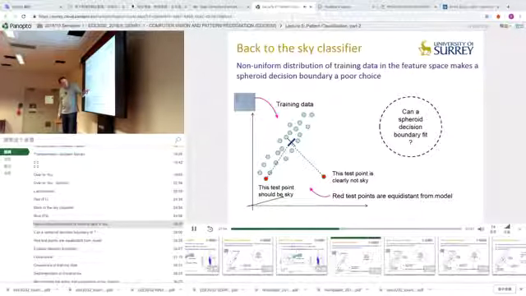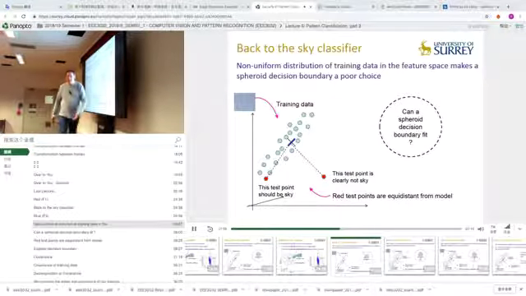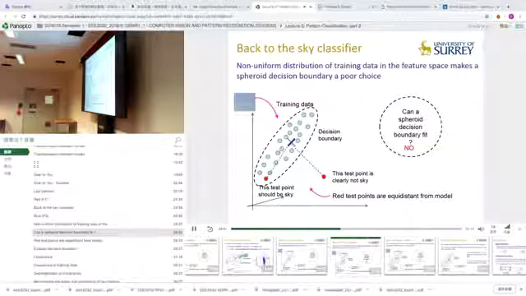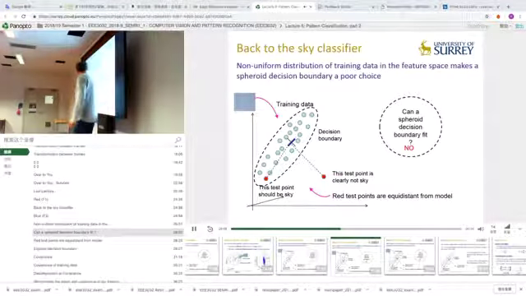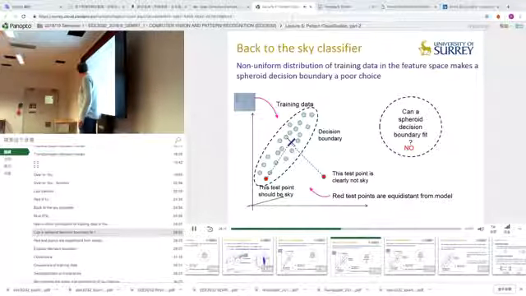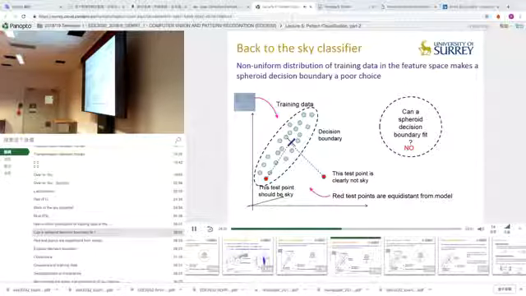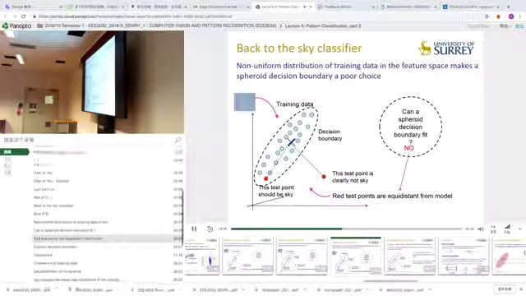But all we're doing at the moment in our simple system is thresholding on this distance. So can a spherical decision boundary fit in this situation? No, not well. There's no good spherical decision boundary I can fit. What I'd like instead is an ellipsoid decision boundary, so that this point here, that clearly is sky, is inside the decision boundary, and this pixel here that's not sky is outside the decision boundary. Everyone following? Any questions on that so far? So that's our motivation.